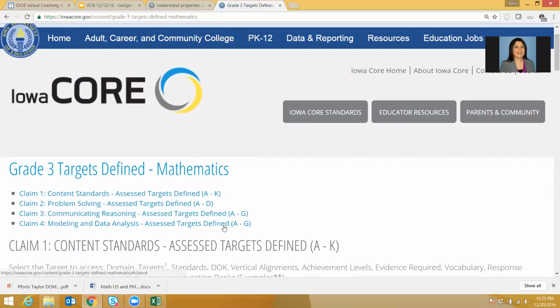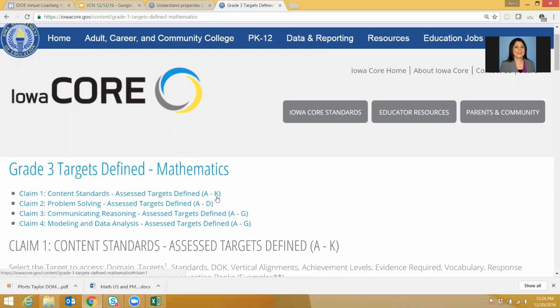So the first thing that you're going to find when you come to the grade 3 targets defined under mathematics is you're going to see some more vocabulary. And this is where you're going to see claim 1 items, claim 2, claim 3, claim 4. So let's take a minute and look at what a claim 1 is. Claim 1 are your content standards. So those are your standards that are going to be assessed, that are in your Iowa Core standards, right? So when you look at the content standards, we call those claim 1 standards. And it's A through K, they letter them, and that's the same number of clusters that we have in the Iowa Core.